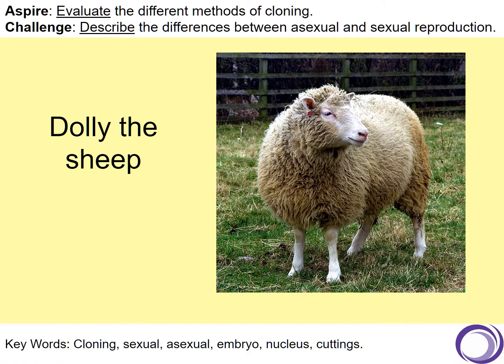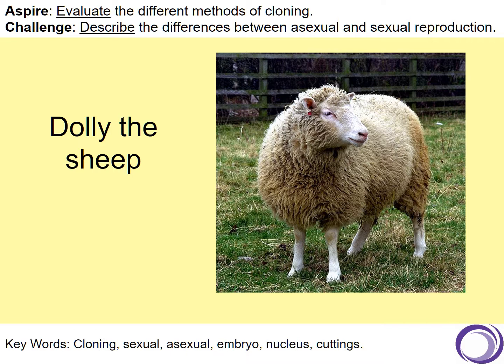Okay, so moving on then to different methods of cloning. So we've looked at cuttings, we've looked at tissue culture in plants, but now we're going to look at animals. And this picture I briefly mentioned at the start of the lesson. This is Dolly the sheep. Now, Dolly the sheep was the first ever large mammal to be cloned from the cell of another adult. She was born in 1996.